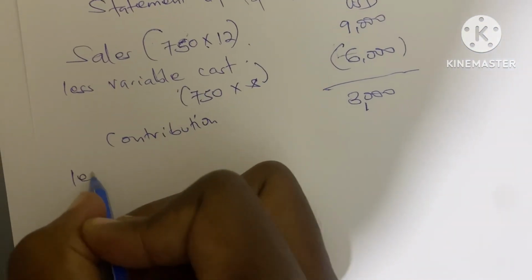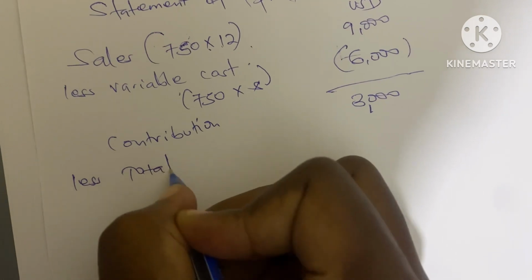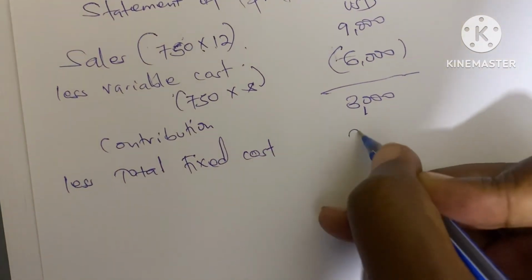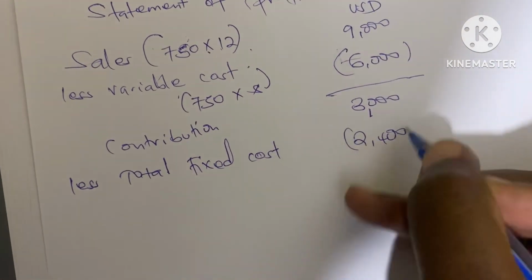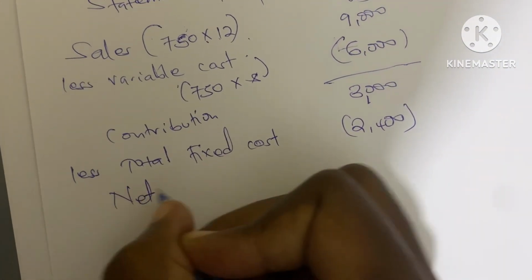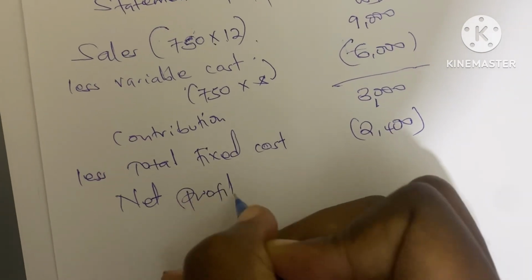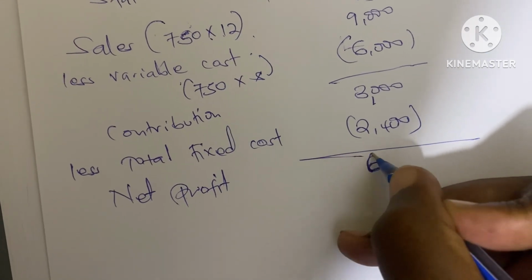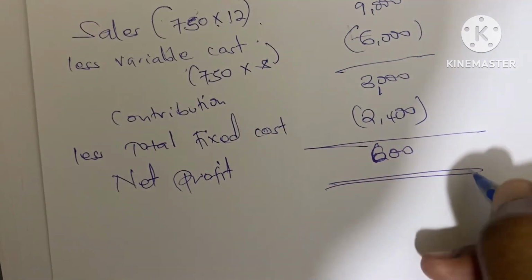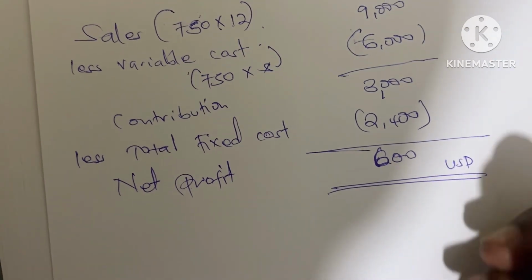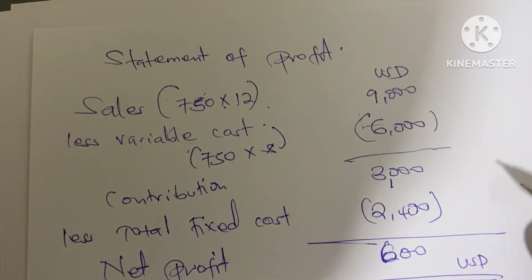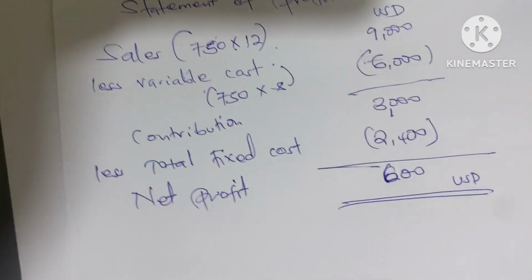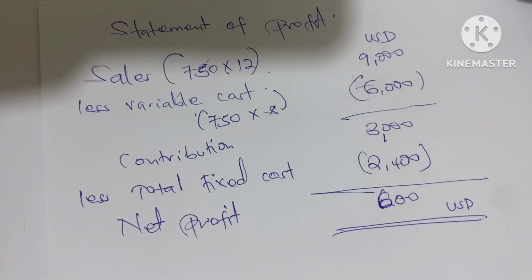Then we less the total fixed cost. It was 2,400 in the question. What you get is the net profit, which is 600 USD. That is it. So that is how we deal with the break-even analysis or the CVP analysis questions. Thanks for watching.